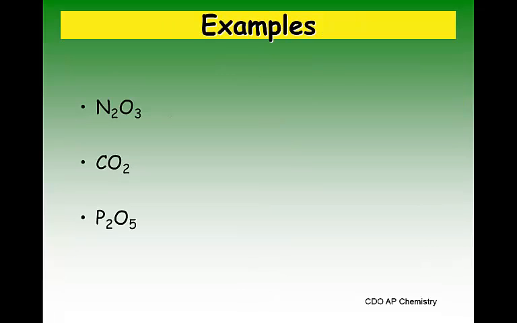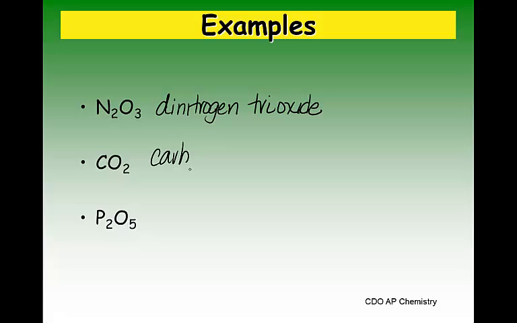Okay, so what we're going to do here is name some of these. So if you look at the first one, you have nitrogen first, oxygen second. There are 2 nitrogens, 3 oxygens. So you name the nitrogen first, and since there's 2 of them, you write down dinitrogen. And then because there's 3 oxygens, it's trioxide. So dinitrogen trioxide. The next one, there's only 1 carbon. It's the first element, so you simply write down carbon. And then the second is 2 oxygens, so that's carbon dioxide.